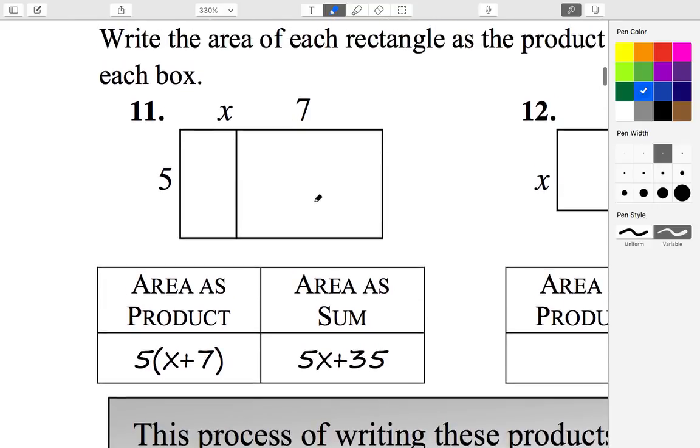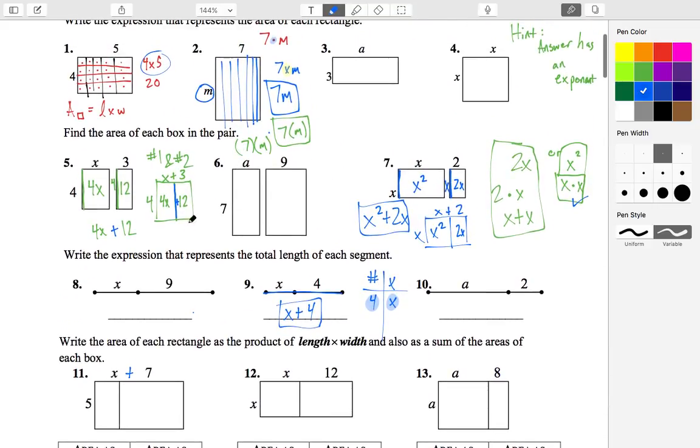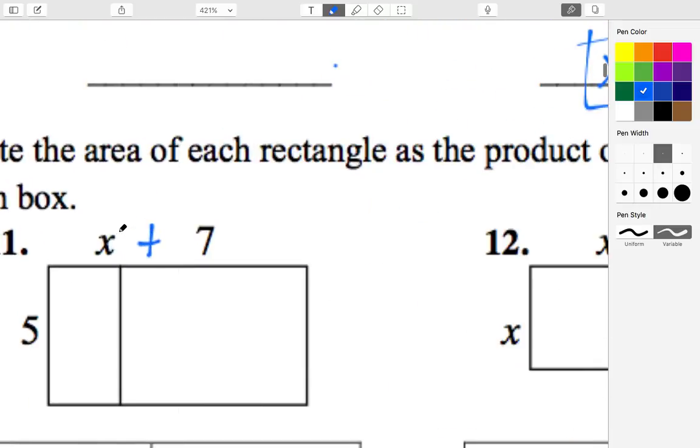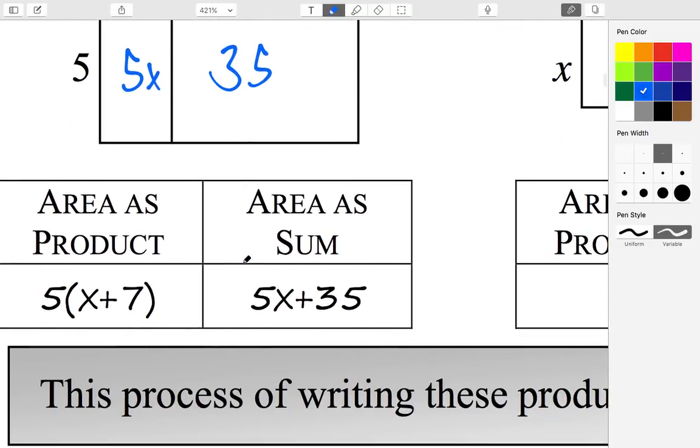11 is very quick. So we've already done a couple like these. Now, if you can see the evolution of this worksheet, we actually are doing what I was telling you, is gluing it together. And what is that process of gluing it together? It is addition. So I'm going to write 5x. I'm going to write 35. So this is 5 times x plus 7.